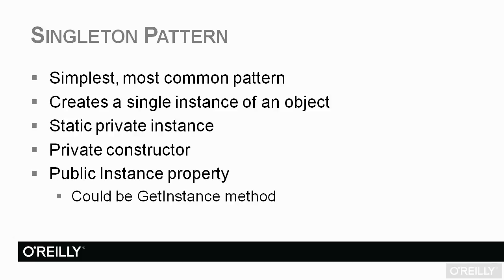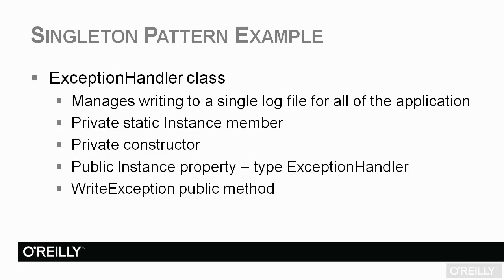It does that by actually storing the single instance in a static private member. And it has a private constructor, so the rest of the application cannot call a constructor on it. Then it provides a public instance property that returns the static private instance. That could also be a getInstance method. I've seen it done both ways. I'm not sure that it makes a big difference in C# as to which you use. I actually prefer the property just because of the way the code looks throughout the application in using that property.